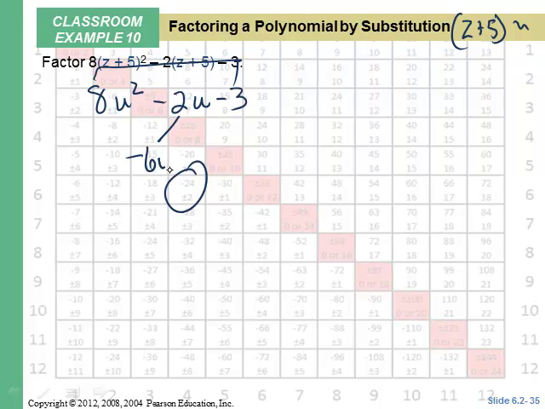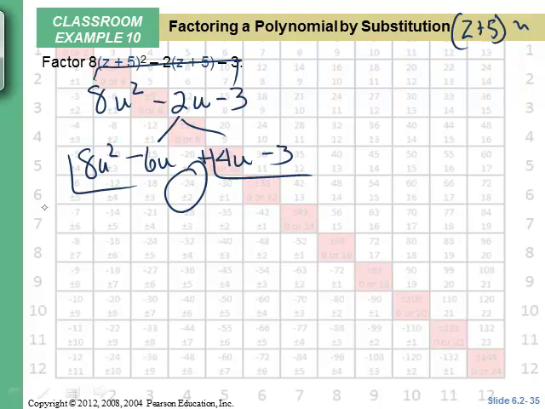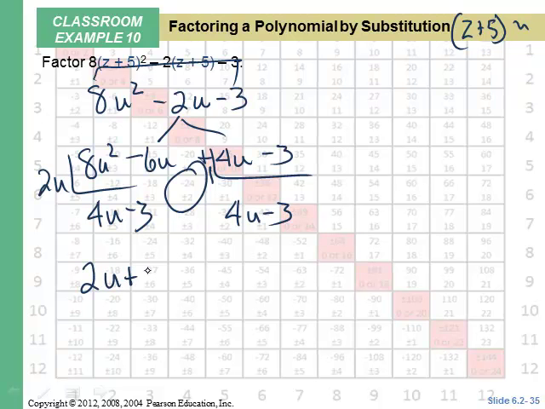8u squared minus 6u plus 4u minus 3. Factor a 2u out of the first two, we're left with 4u minus 3. Factor 1 out of the second one, so we're left with 4u minus 3. So our factored form is 2u plus 1 times 4u minus 3.